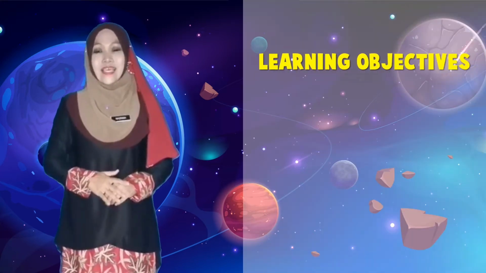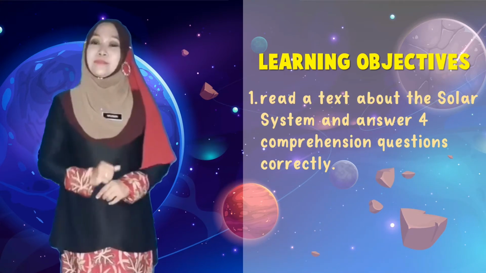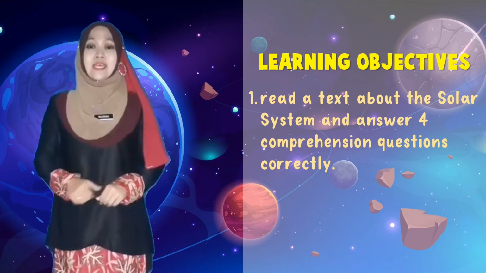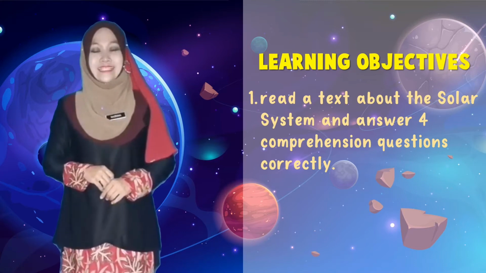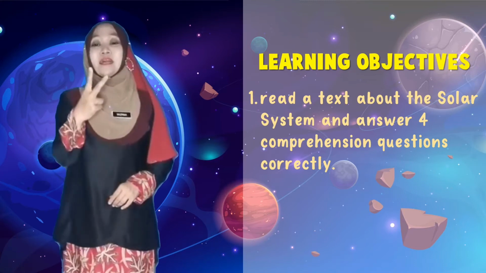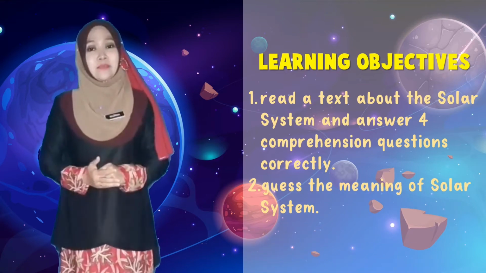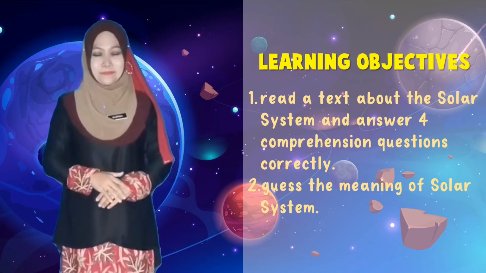Alright, before we start our lesson today, let us look at the learning objectives for today's lesson. Number 1, by the end of today's lesson, you will be able to read a text about the solar system and answer 4 comprehension questions correctly. Number 2, by the end of today's lesson, you will be able to guess the meaning of the solar system.